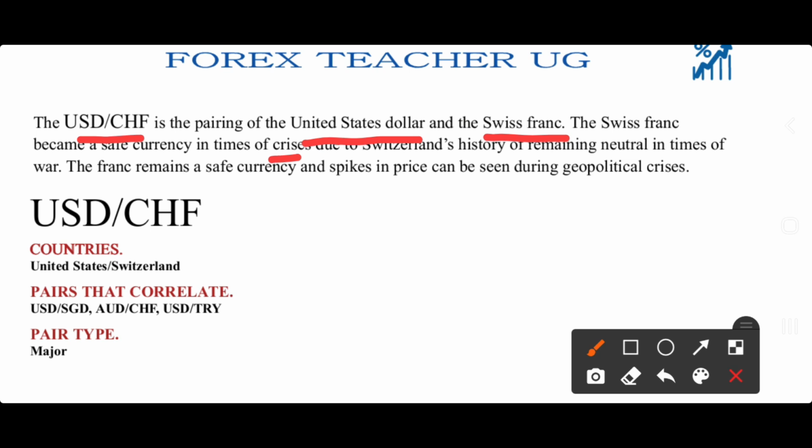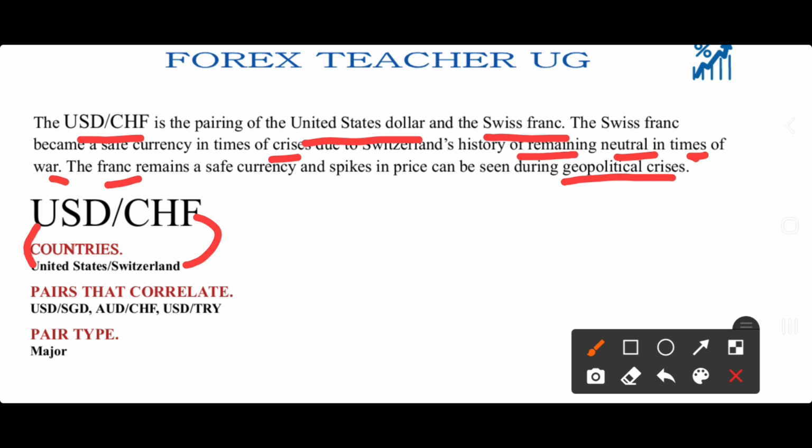And it has its history of remaining neutral in times of war. So wars don't affect it, and thus most of the money for safety is always put in Switzerland, Bank of Switzerland. So the franc remains a safe currency, and spikes in price can be seen during geopolitical crises. So the country USD is United States and CHF is Switzerland.